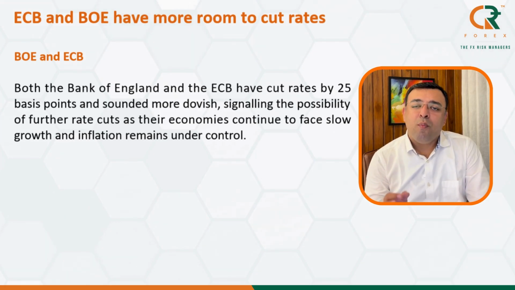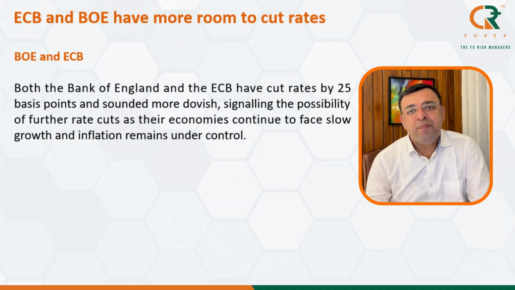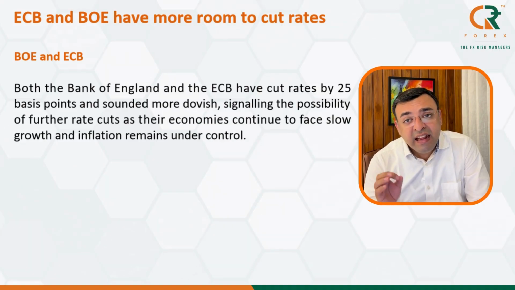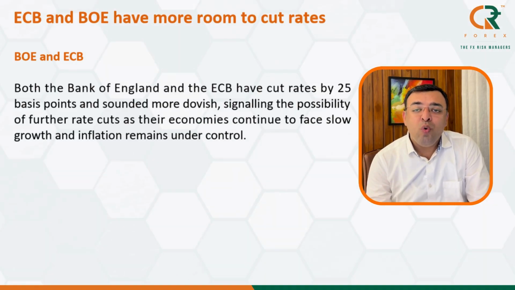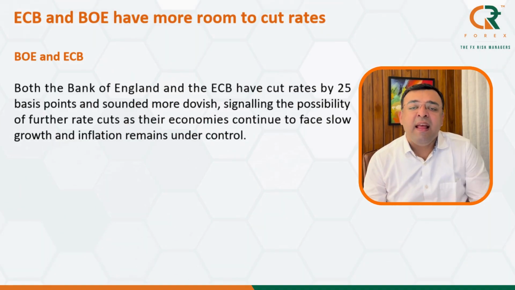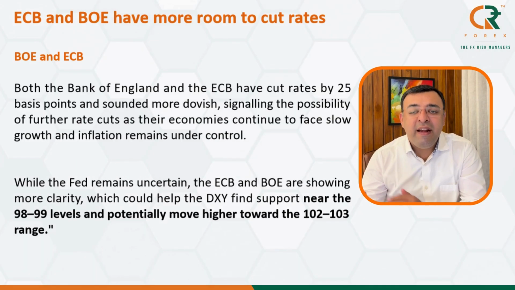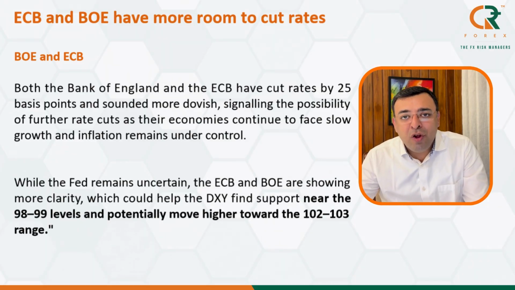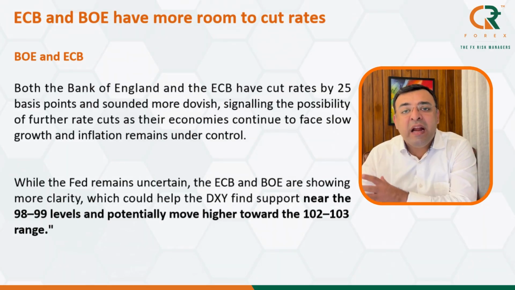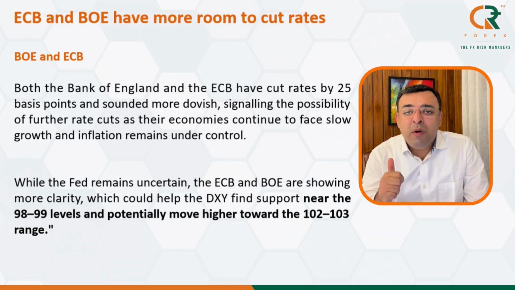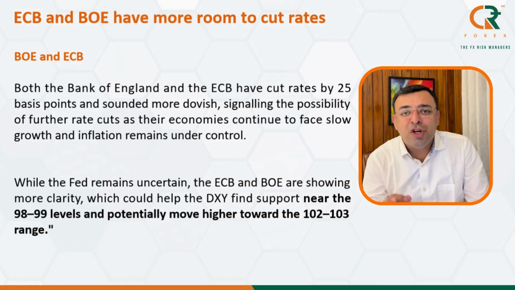In the meanwhile, both the Bank of England and the ECB cut their interest rates by 25 basis points, and they have signaled that they will continue to cut rates because their economy is not growing at a faster pace and their inflation is under control. So now basically the US is reluctant to cut interest rates while the ECB and Bank of England are willing to cut interest rates. That is a sign which will make the dollar stronger and the euro and pound weaker in the short term.